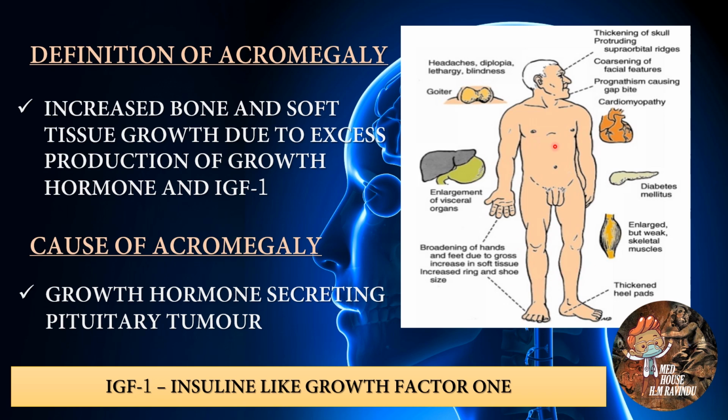In this picture, you can see clinical features of an acromegaly patient. The most common clinical features are protruding supraorbital ridges, prognathism, cardiomyopathy, thickened heel pads, and broadening of hands. Soon we will cover all the clinical features.